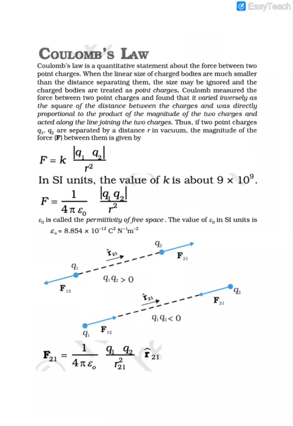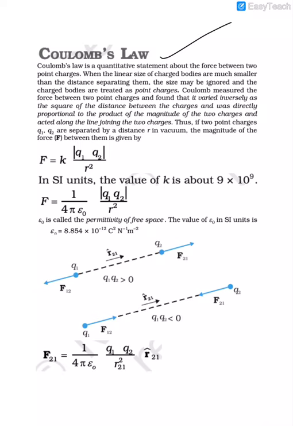Hello everyone. We are going to do the first class of electrostatics today. In electrostatics, we will begin with Coulomb's law. Now, Coulomb's law is the electrical analog of Newton's law of gravitation.